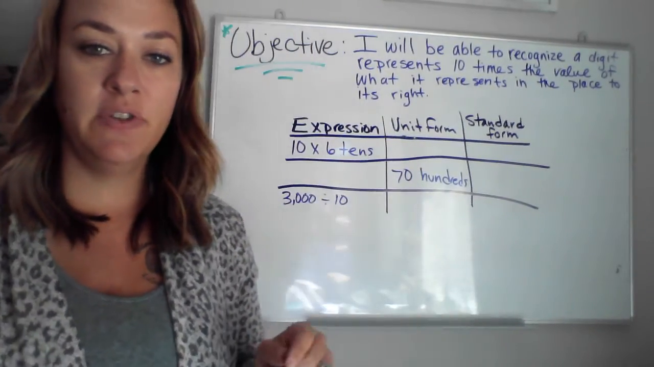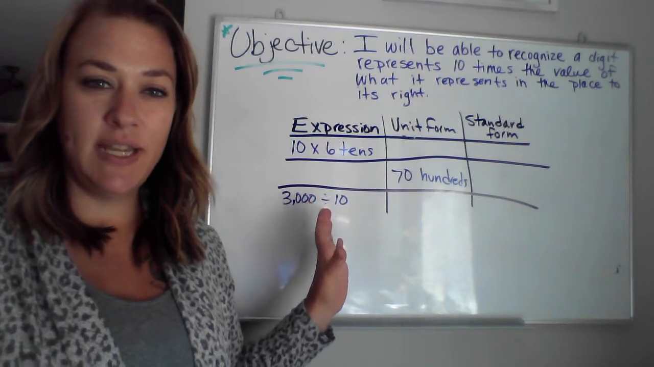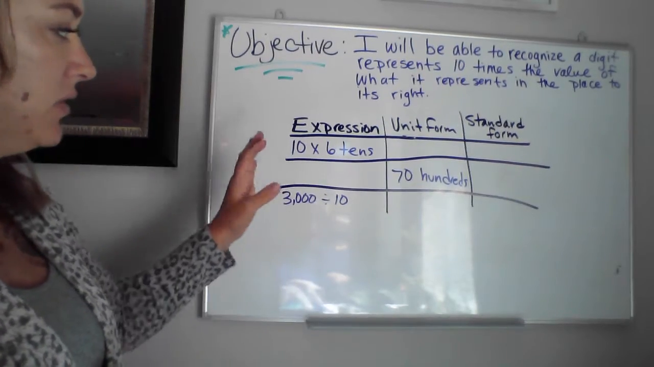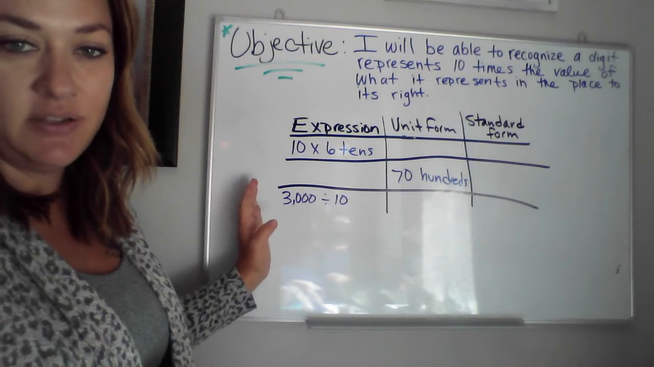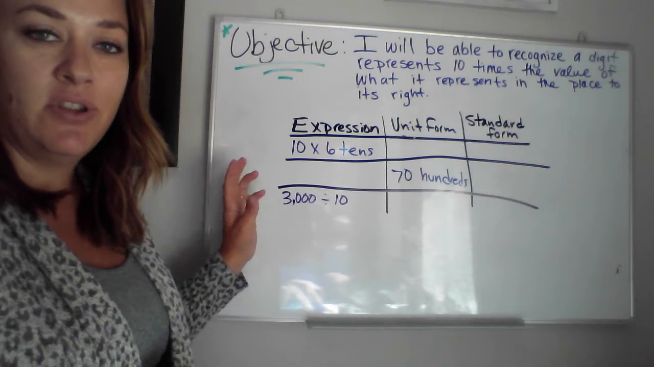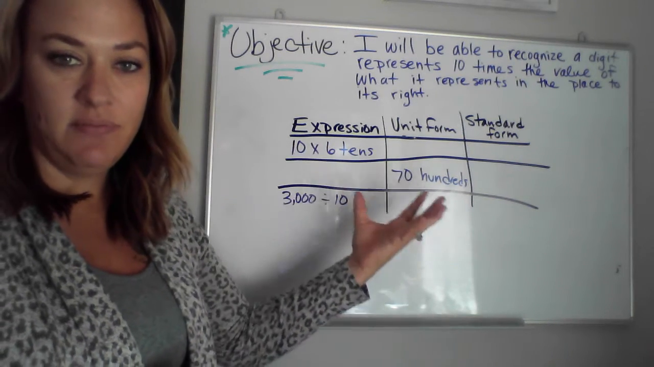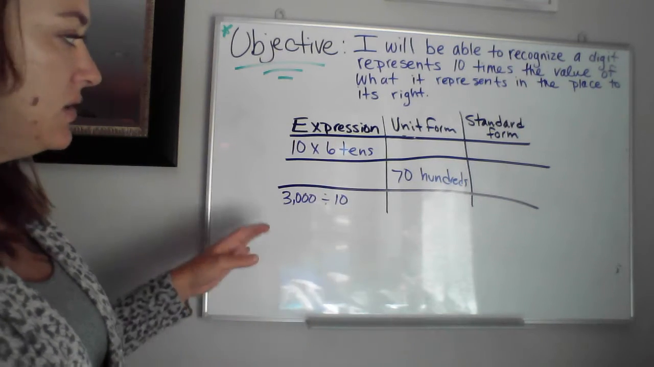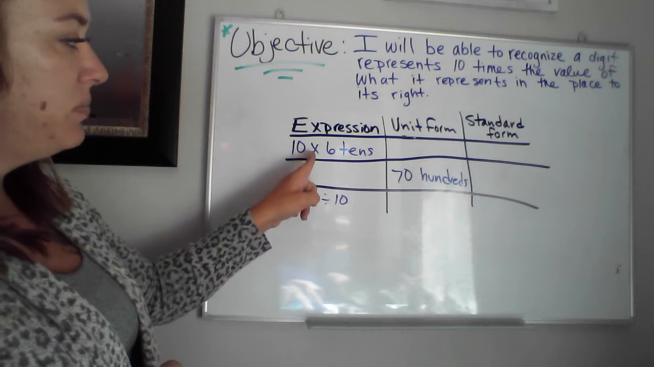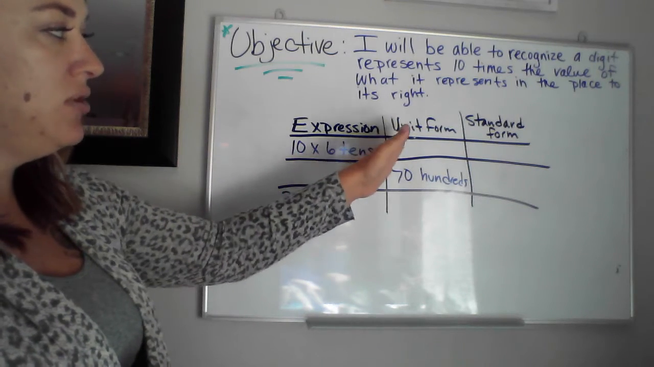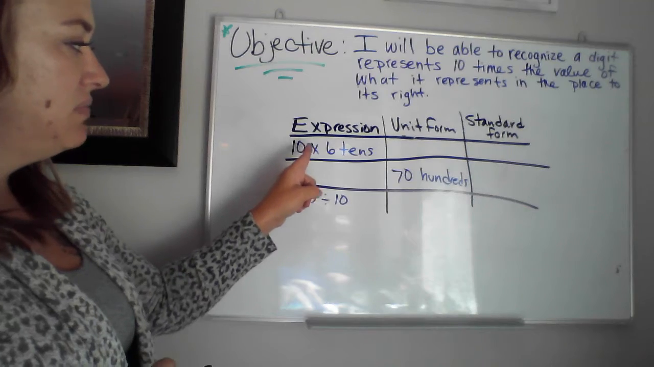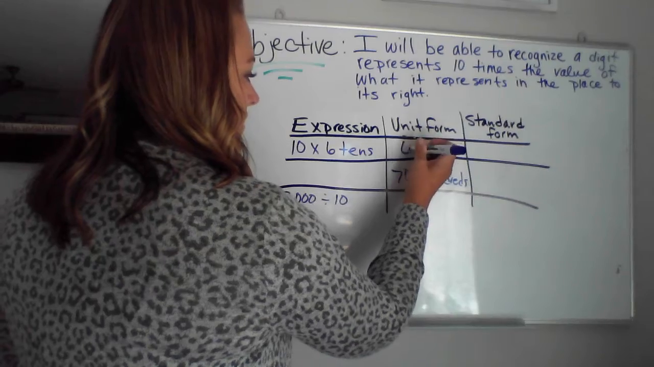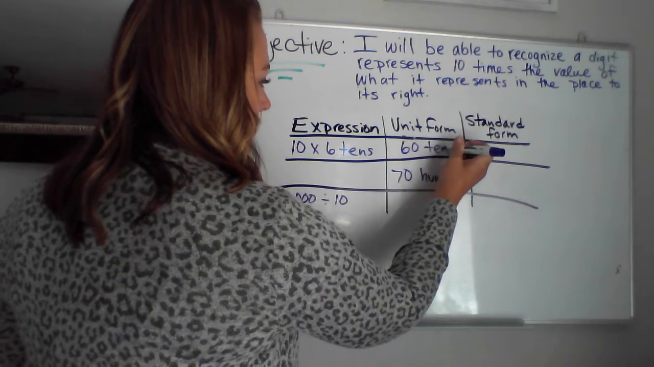Okay, so to wrap up our lesson for today, I wanted us to make sure that we understand expressions, unit forms, and standard forms, okay? So our expressions are the equation, but they just don't have that equal sign. So that's why they're called an expression and not an equation. So expression, no equal sign. Equation, it does have an equal sign. So my first expression says 10 multiplied by 6 tens. My unit form, I would say 10 times 6 tens. Well, 10 times 6 is 60. So that would be 60 tens.